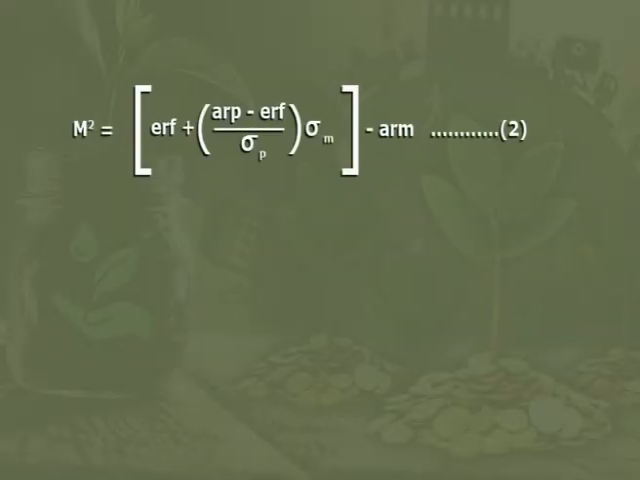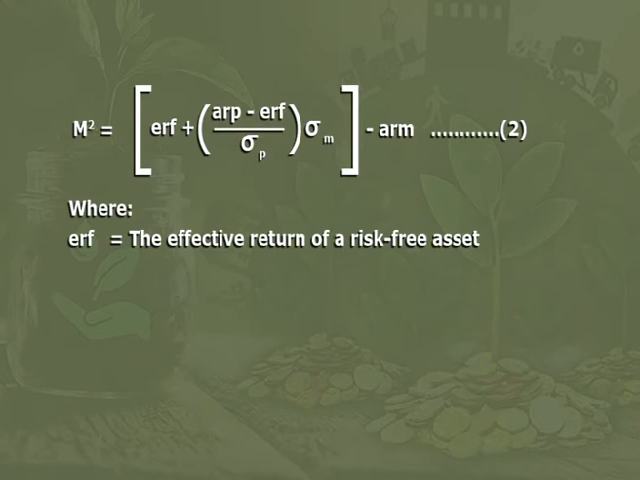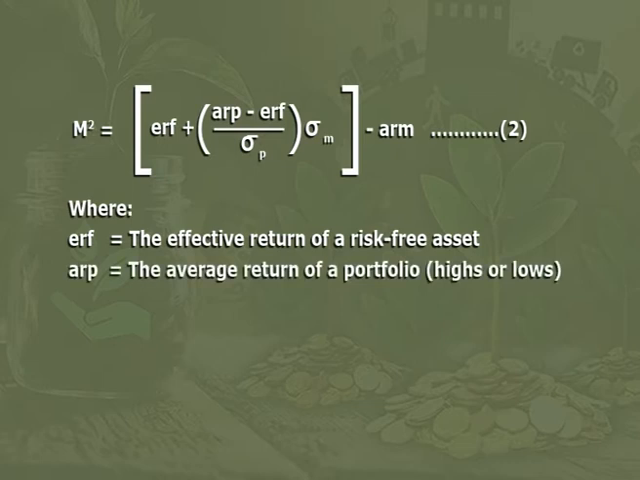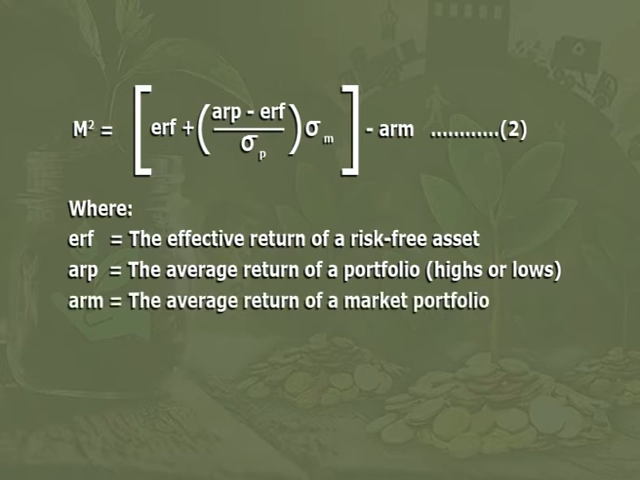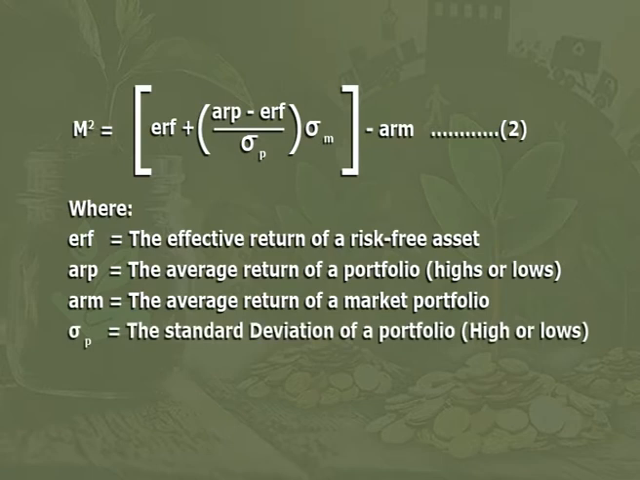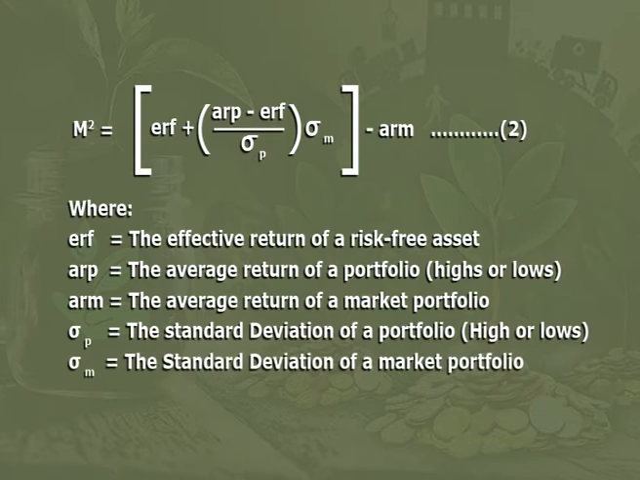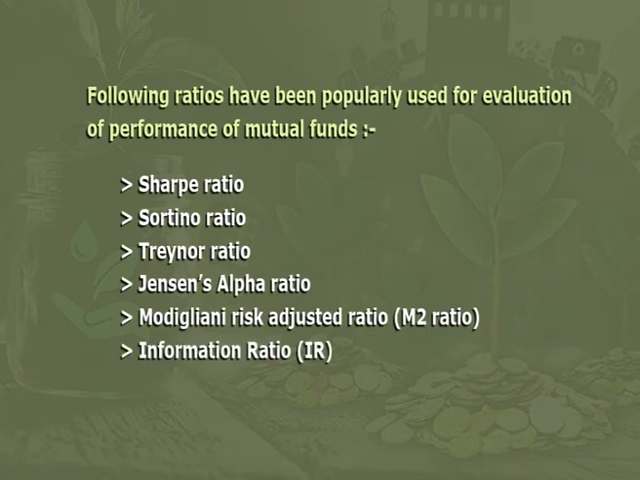The formula is M2 is equal to ERF plus ARP minus ERF divided by standard deviation P into standard deviation M minus ARM, where ERF is effective return of a risk-free asset, ARP is average return of a portfolio, ARM is average return of a market portfolio, standard deviation P is the standard deviation of the portfolio, and standard deviation M is the standard deviation of the market portfolio. The next is the information ratio.